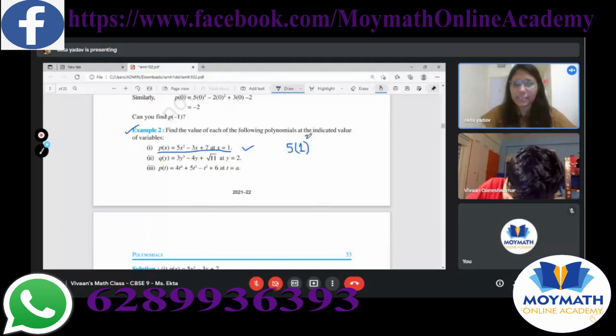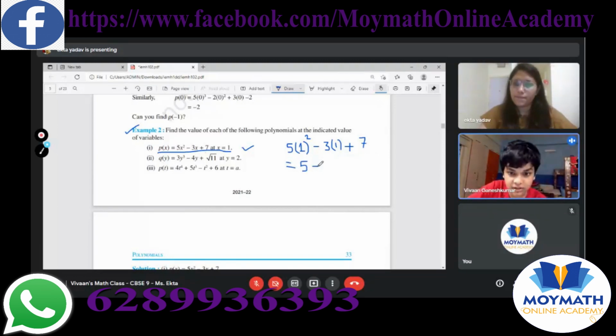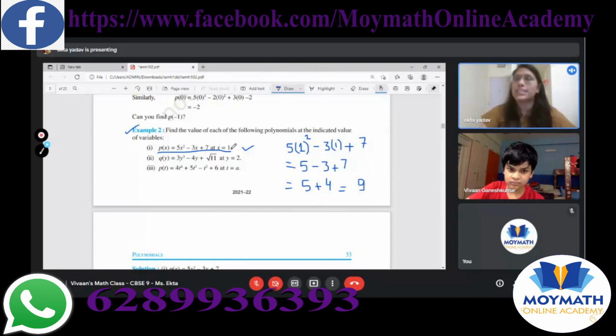Put 1 in place of x, keep the polynomial the same, and solve it. Ma'am, it's not a zero of the polynomial, because if we solve this, we will get 9. It's not turning out to be 0. So x equal to 1 is not a zero of this polynomial, so I am crossing it out. Okay, next one, check.